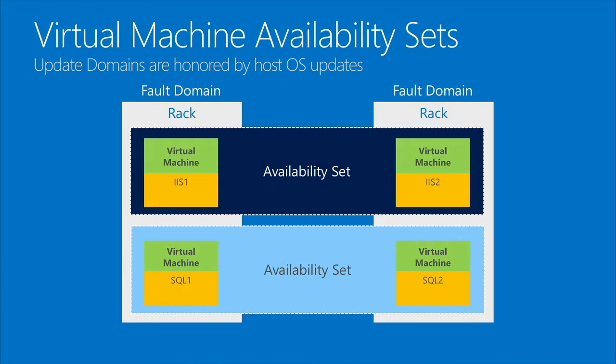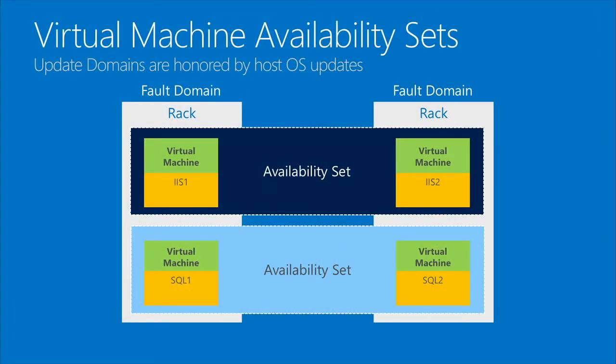And you can see here, I've got this multi-tier application with IaaS front ends and SQL back ends. Each of those front end virtual machines are in one availability set and a back end are in another availability set. Now those front ends are going to be spread across fault domains so that if one of those racks fails or one of the servers fails, it doesn't take out both of those virtual machines. The other one will still be accessible and operating. The same thing for the back end.